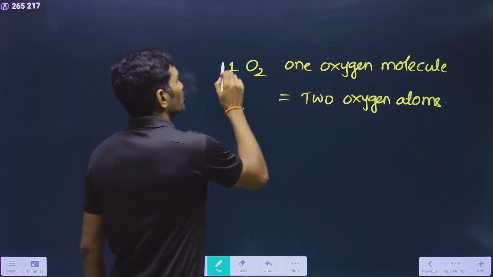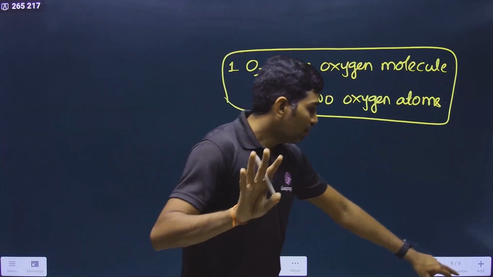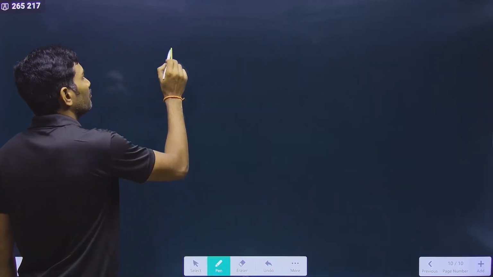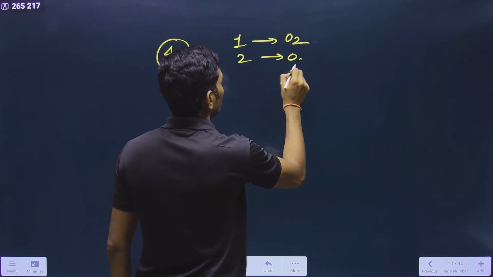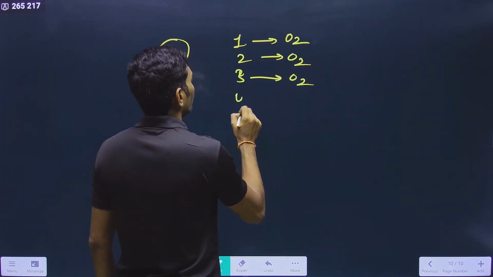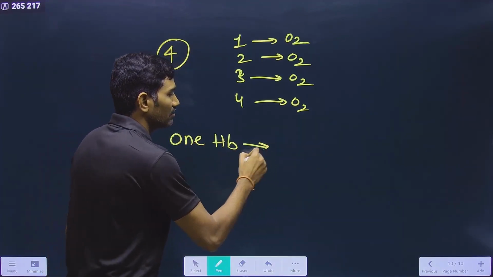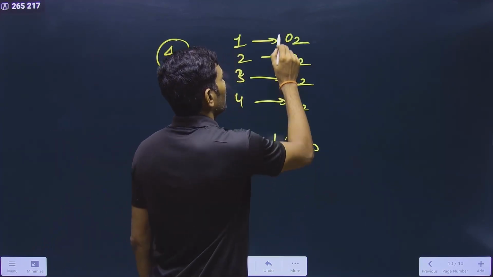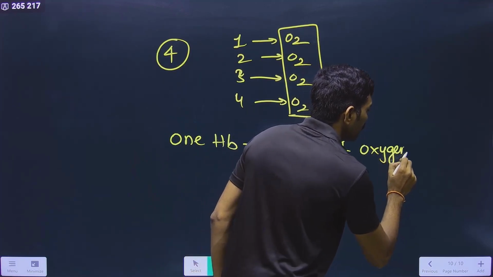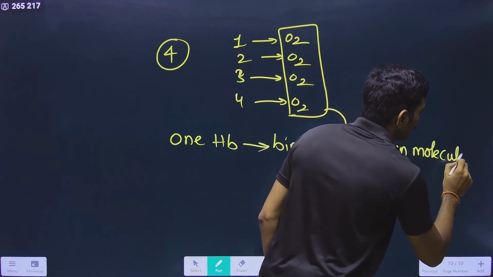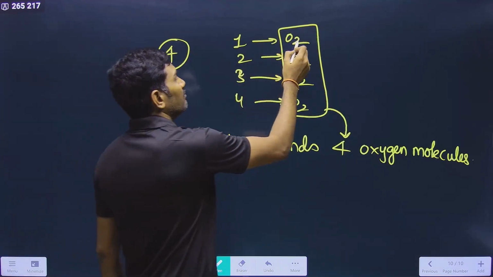Hemoglobin is actually a tetramer, 4 units present together. One unit binds with one oxygen, the second with another oxygen, the third with another, and the fourth with a fourth oxygen. So one hemoglobin binds 4 oxygen molecules. Please write these sentences very carefully. Since it is present as a tetramer of 4 units, each one binds with one oxygen.